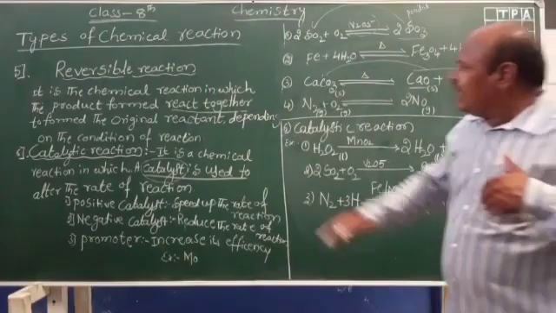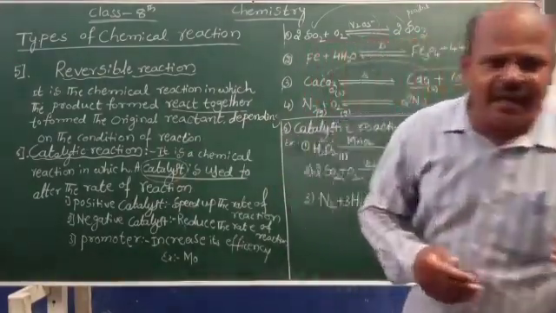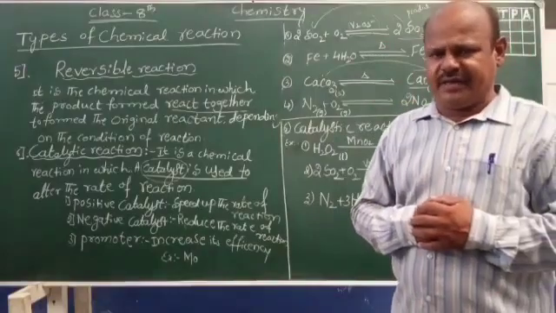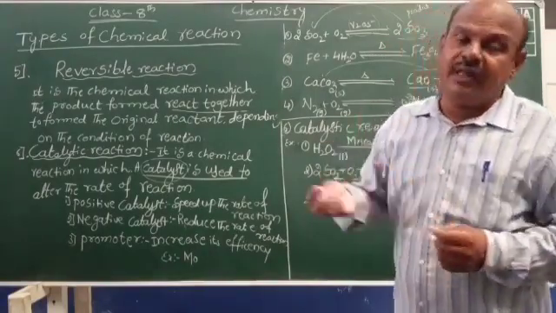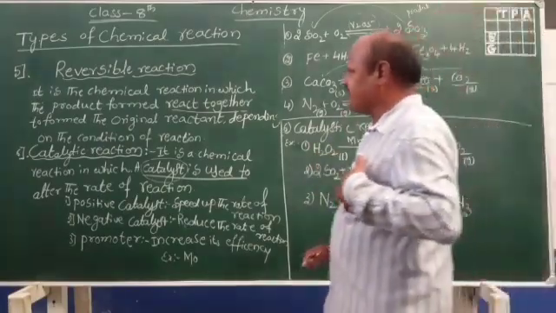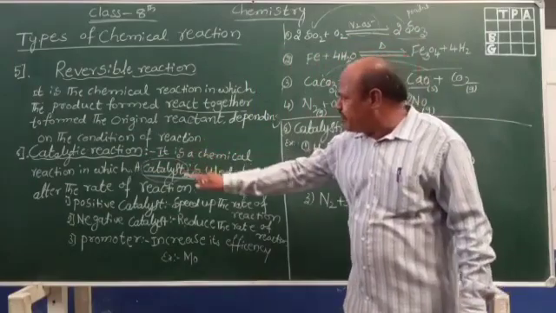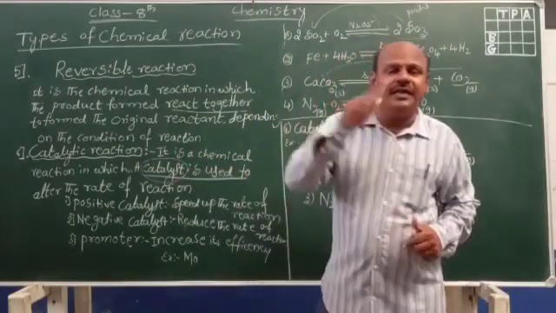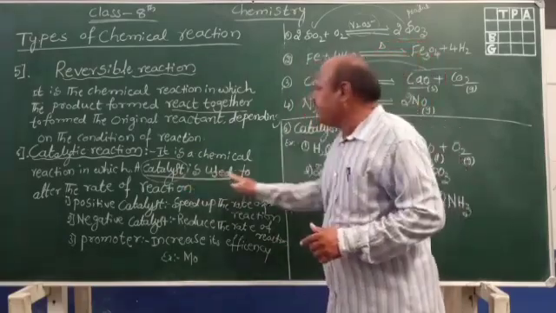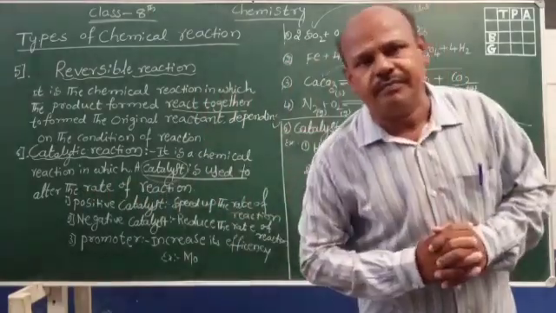Now we take the catalytic reaction. What is a catalytic reaction? A catalytic reaction is also one type of chemical reaction in which we are using a catalyst, an extra substance. It is a chemical reaction in which a catalyst is used. What is a catalyst? A catalyst is used to alter the rate of reaction.